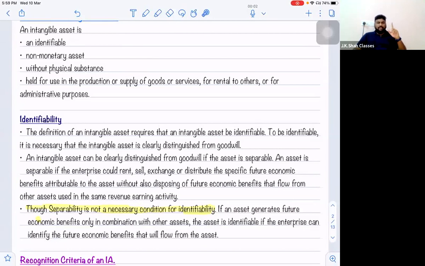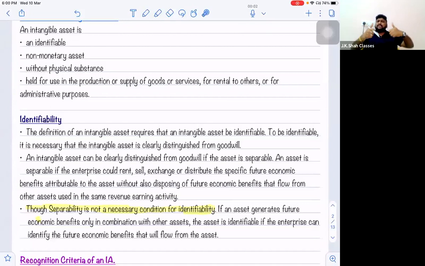For example, goodwill cannot be separated from other intangible assets. But if as an enterprise you can work out how much extra you are able to earn because of goodwill, then goodwill can also be considered as a separately identifiable asset. But sir, no point in it because self-generated goodwill is not recorded in the books of accounts. The value is always zero.